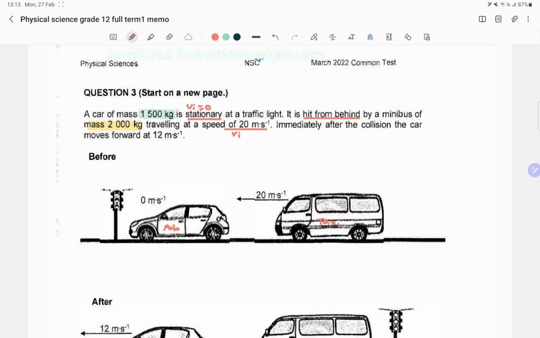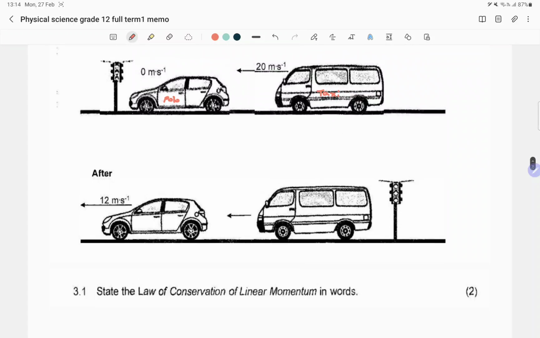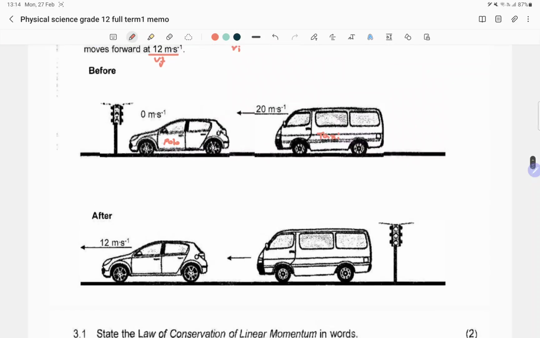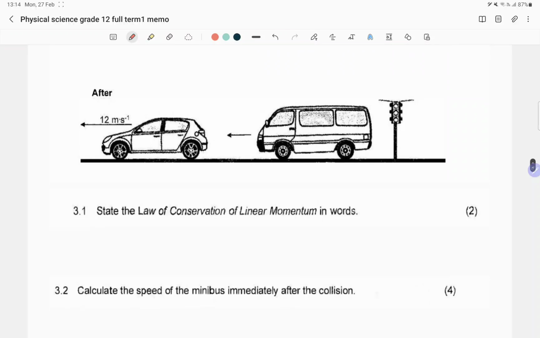All right, immediately after the collision, the car moves forward at 12 meters per second. Now that is the final velocity of the car. Easy stuff. We know that we're doing momentum here, so they're just making the luxury of drawing these, so not a problem.